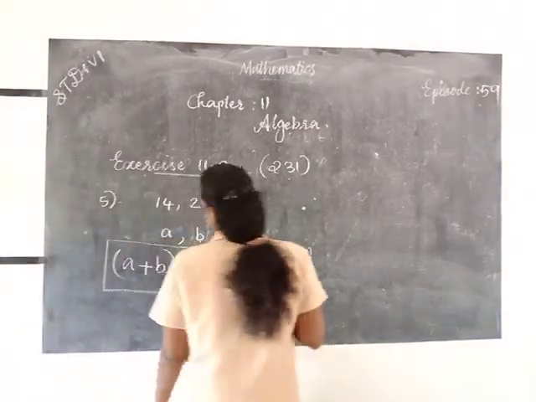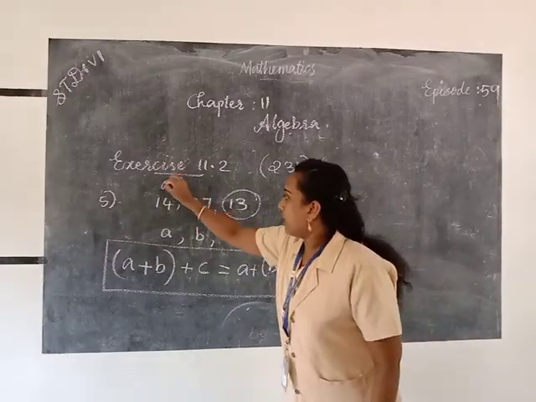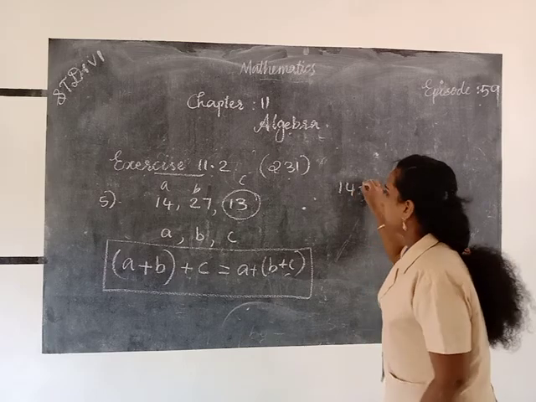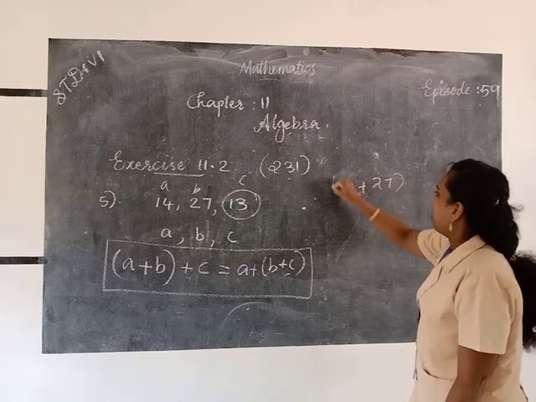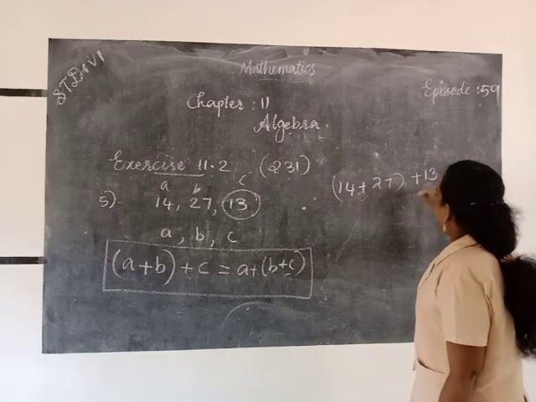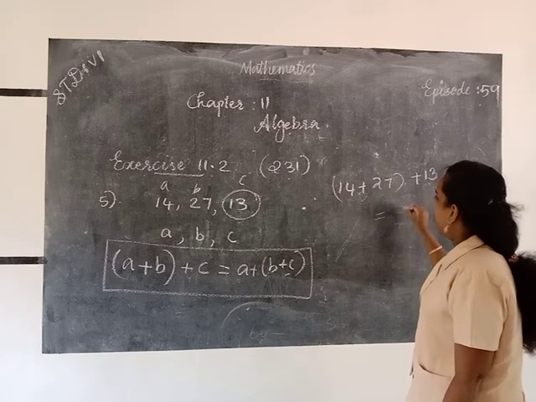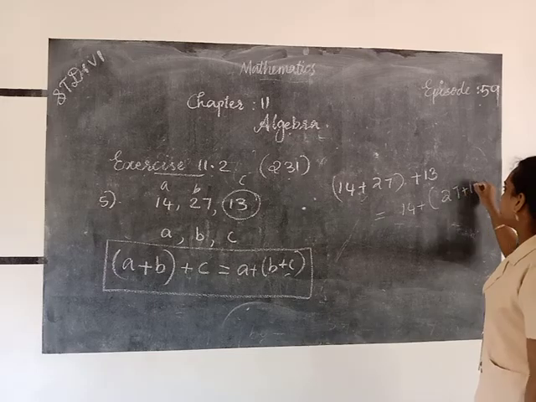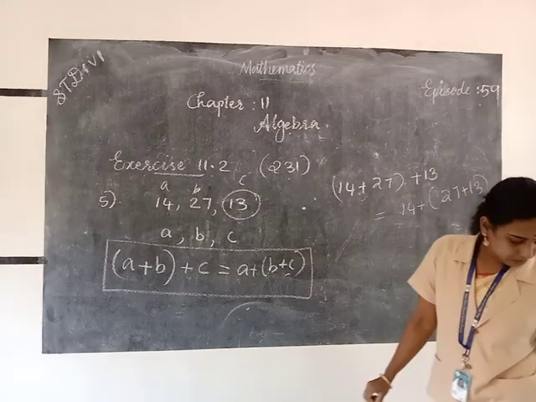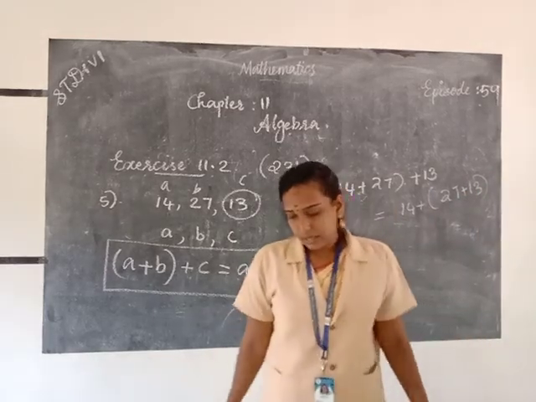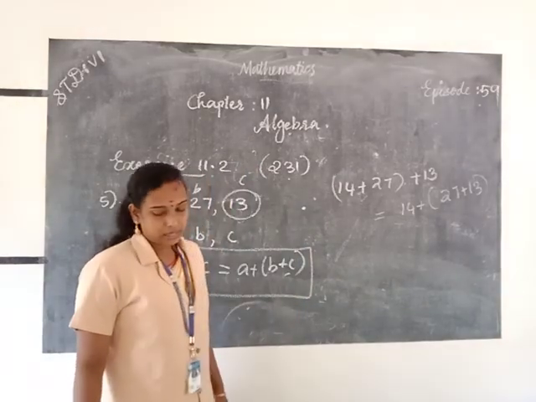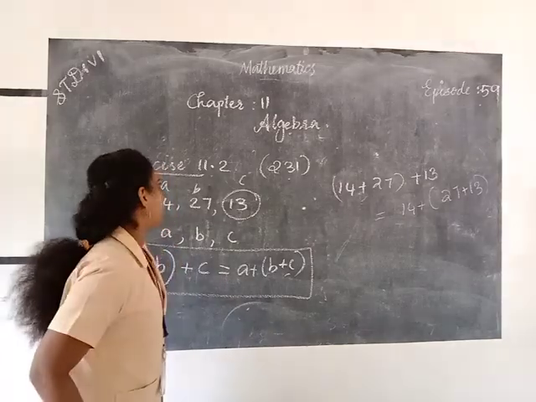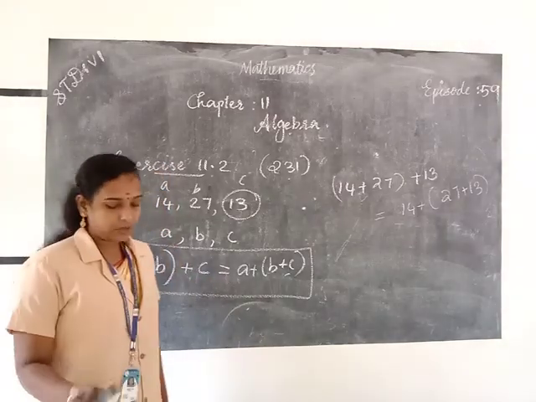That is, if A is 14, B is 27 and C is 13, then 14 plus 27 plus 13 is equal to 14 plus the result of 27 plus 13. So this is the answer of question number 3 in exercise 11.2. So exercise 11.2 is over.